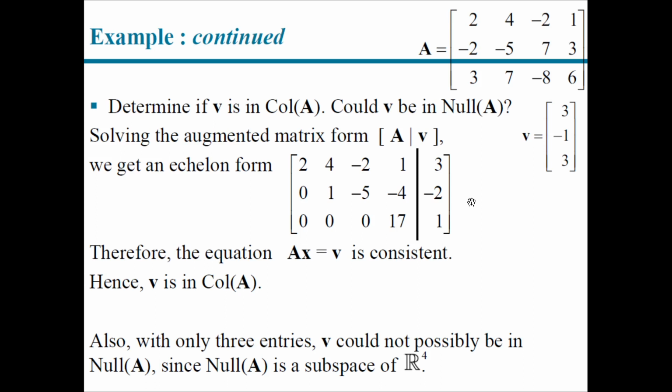which means that vector V is a linear combination of the columns of A, which means that vector V belongs to the column space of A. Cool. The other part was, could V be in the null space of A? V has 3 components. People from the null space have 4 because I have 4 columns. So no, this guy has 3 components. People in the null space have 4 components, so this guy cannot be in the null space, obviously.